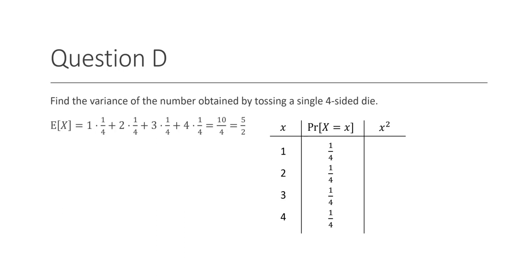To figure out what the variance is, we now need to go and figure out what x squared is for each value of little x. 1 squared is 1, 2 squared is 4, 3 squared is 9, and 4 squared is 16.